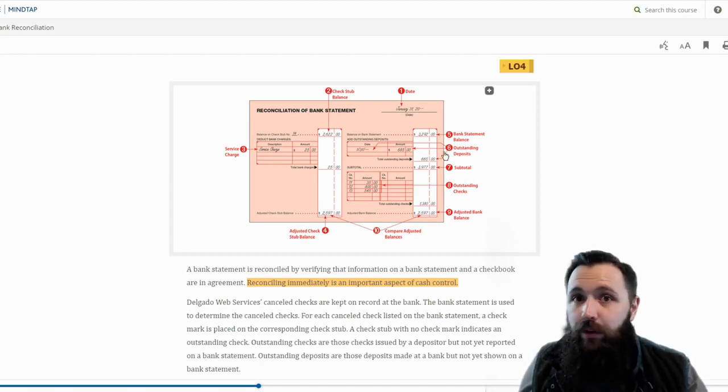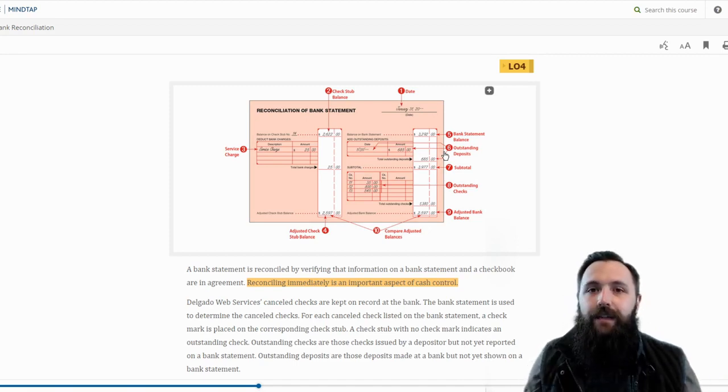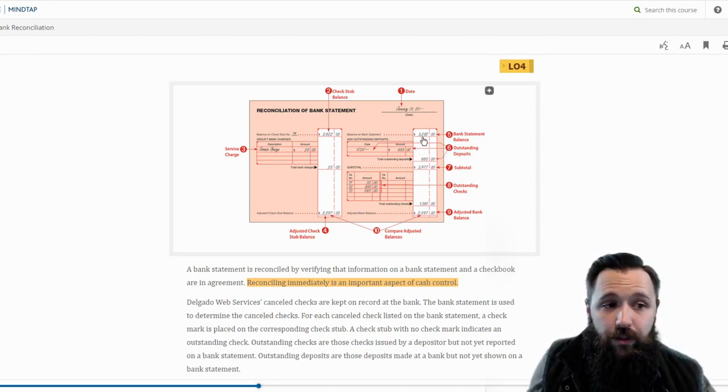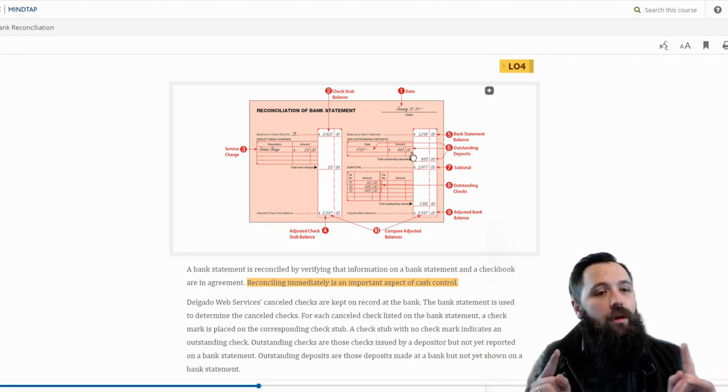So we take our bank statement balance, and then we have outstanding deposits. Do we add that or subtract it? Well, we add it because it's the deposit, right? That's money that's going to be going into our account. The bank just hasn't processed it yet. So we take the bank statement balance of $3,292 and we add the outstanding deposit of $685 to get a subtotal of $3,977. But there's one more step here.